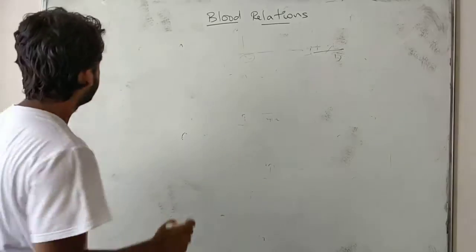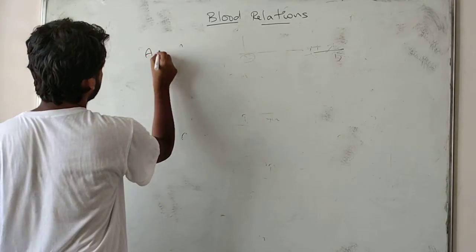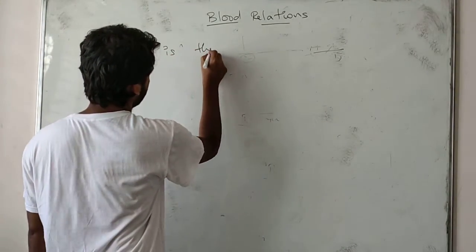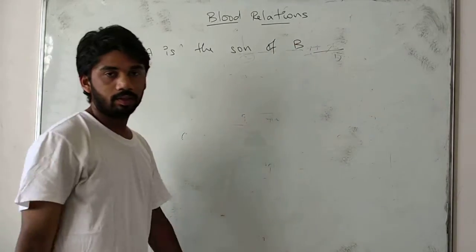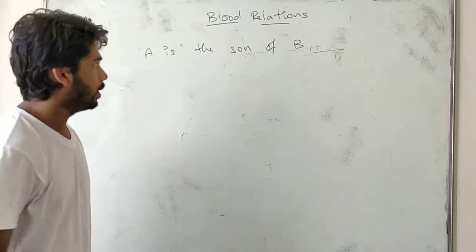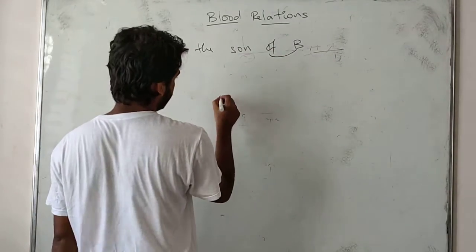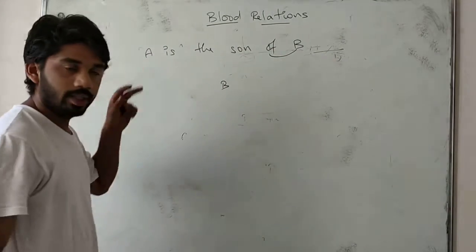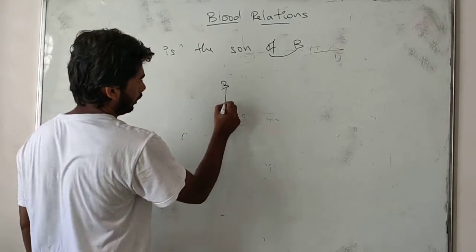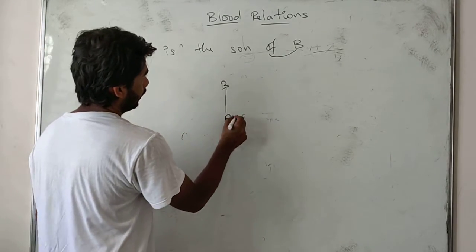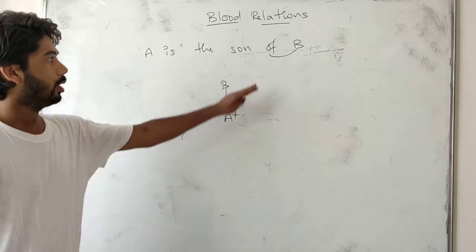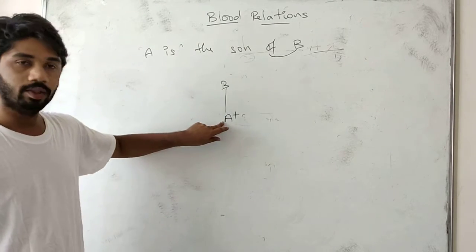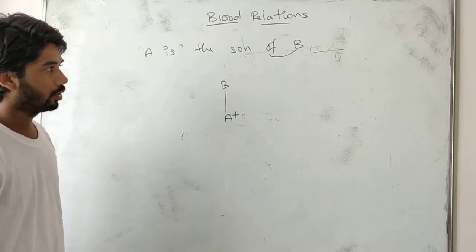So next question. A is the son of B. Here A is the son of B means first we are going to write B. Son means younger one, so I will write downside. I will take the younger, A. A is the son of B. In this way I have to write. B first, afterwards A; A is the son means downside will come. Next one.